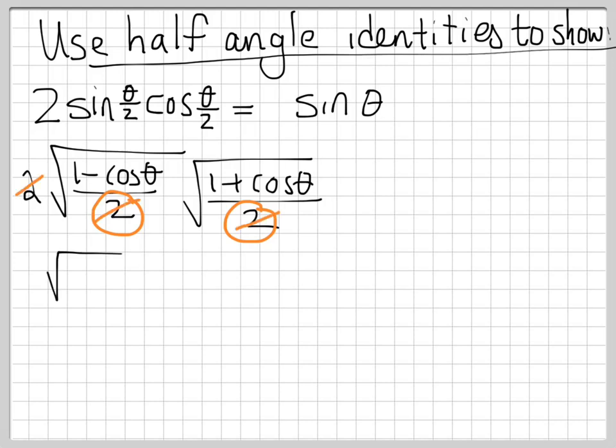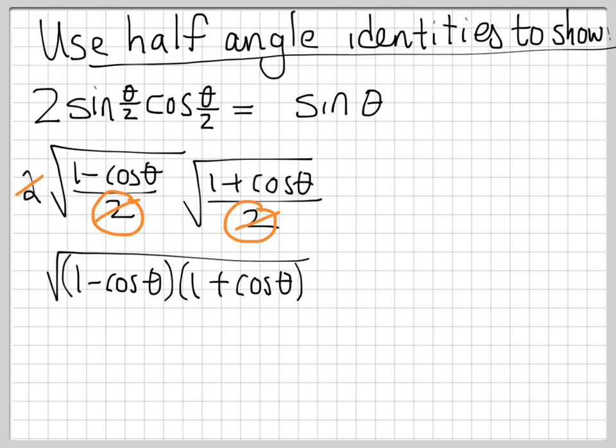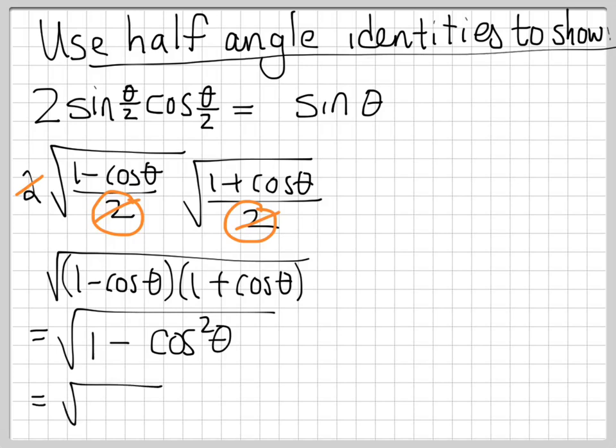And so we're left with 1 minus cosine theta times 1 plus cosine theta, which is 1 minus cosine squared of theta. And 1 minus cosine squared is just sine squared of theta. So we get sine theta when we take the square root.